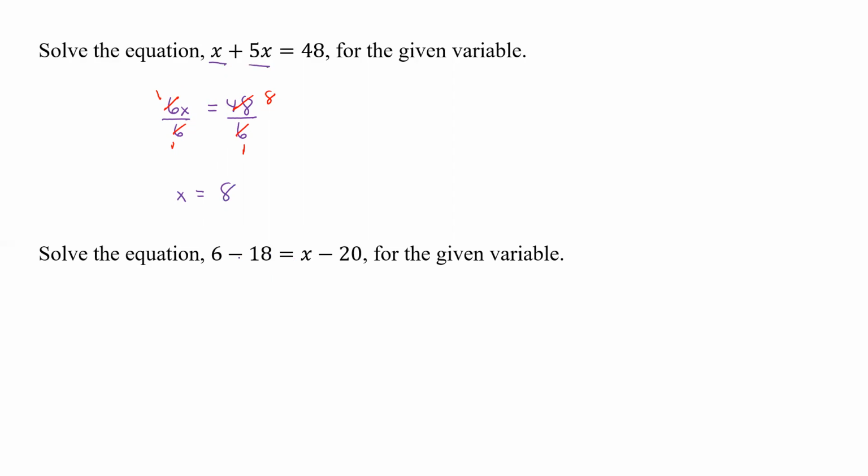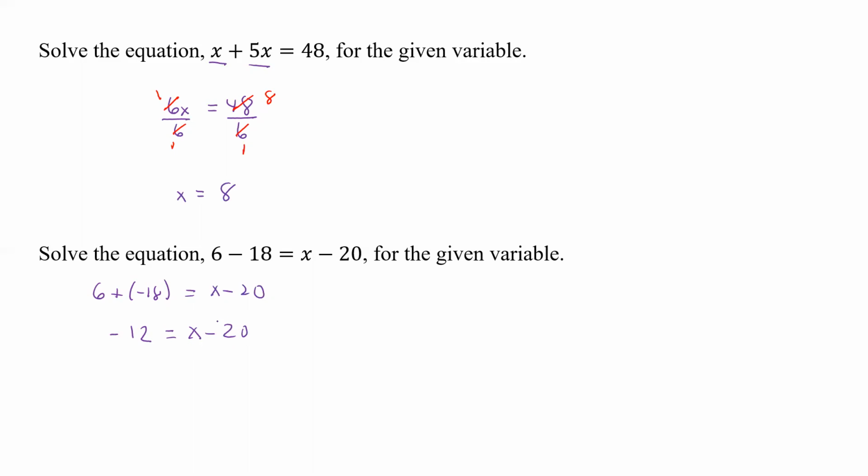Well, it looks like we have things on both sides and we have to simplify. So let's first take and simplify this. So what we have is basically if we write this, 6 plus a negative 18 equals x minus 20. So we take the larger number minus the smaller because they're opposite signs. So 18 minus 6 is 12. And we take the sign of the larger, which is negative, and that's equal to x minus 20.